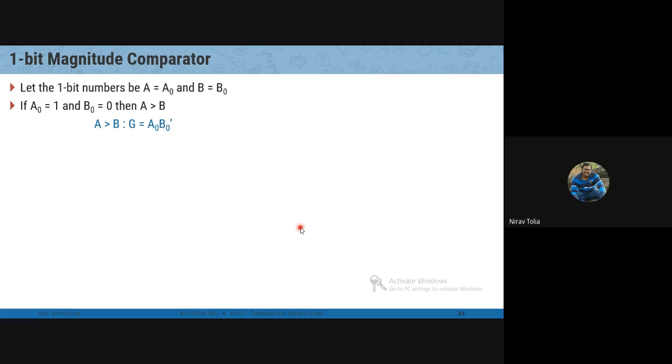So what is the expression for A greater than B? Generally we focus on the SOP only, the sum of products, and 0 means bar and 1 means as it is. Or you can say 0 means dash and 1 means as it is. So for A greater than B, A0 is 1 and B0 is 0. So 1 means as it is, A0, and B0 is 0 means B0 bar. So the equation of A greater than B is A0 B0 bar, or you can say A0 B0 dash.